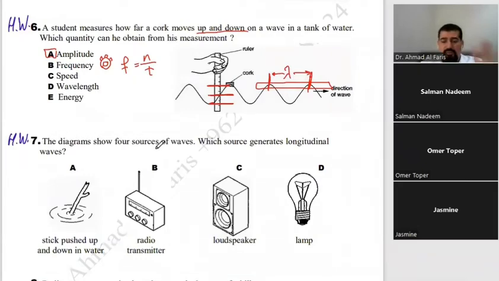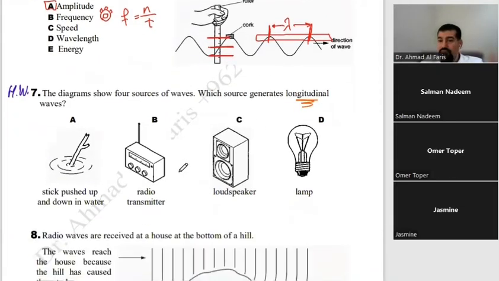The diagram shows 4 wave sources. Which source generates a longitudinal wave? Now, longitudinal wave, as you know, is like sound. I think loudspeaker because of sound. Exactly. The correct answer.